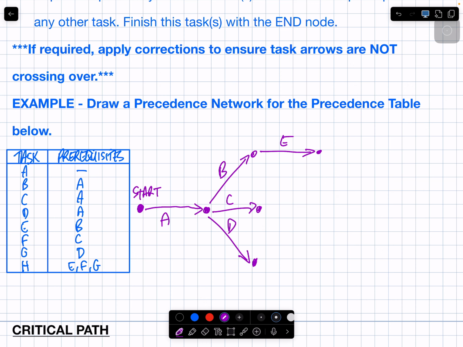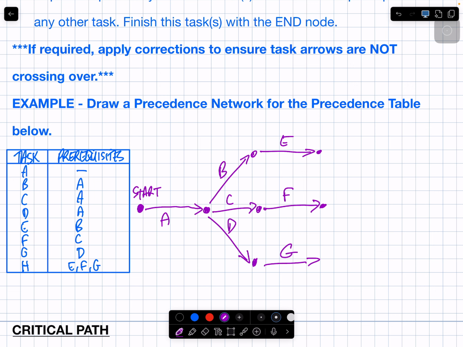I just drew C. What's got C as a prerequisite? F. Draw F coming out of C. Did I just draw D before when I did the 3 of them? What task has D as a prerequisite? G. So G is going to come out of D. H. What are the prerequisites of H? Yes? E, F, and G. Good. So H needs all 3 of them.